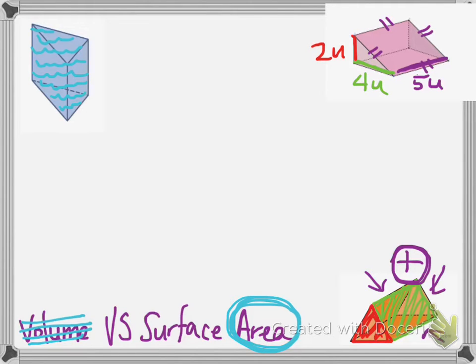Surface area is wrapping a present and needing to know how much gift wrap you need to buy. Gift wrap is flat, but the present is three-dimensional, and you need to cover all of its sides. Surface area is painting. You know, I'm painting my bedroom. I've got 4 walls and a ceiling.